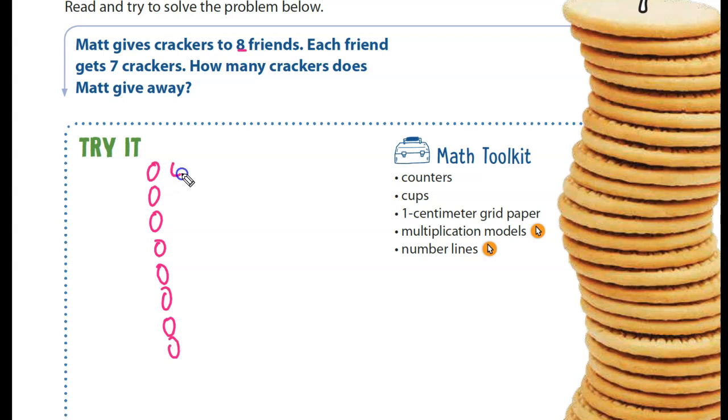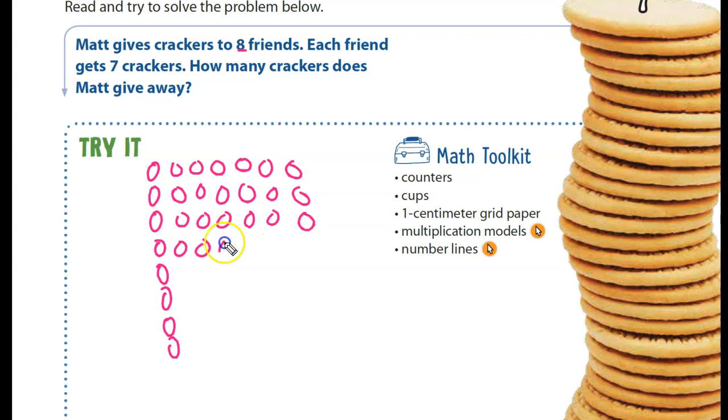So this will take forever. 1, 2, 3, 4, 5, 6, 7. 1, 2, 3, 4, 5, 6. Because I already have 1 row, I just need 6 more.